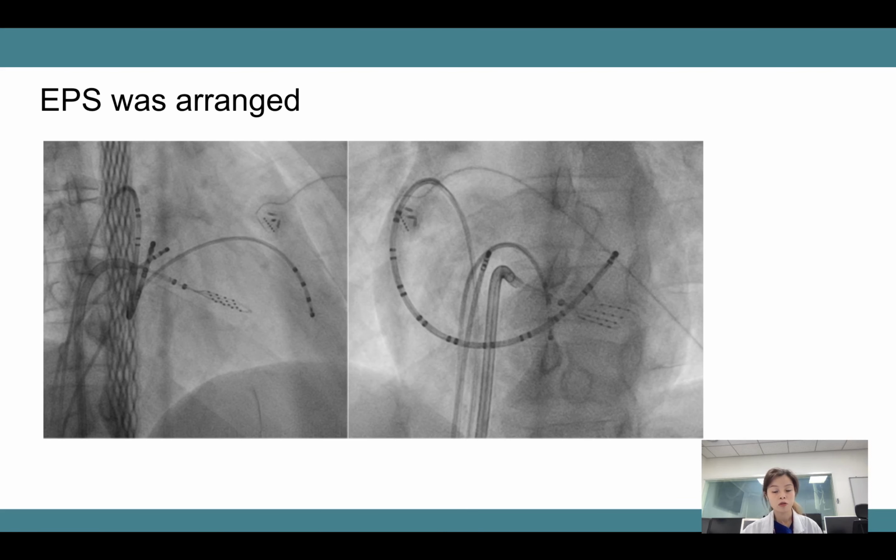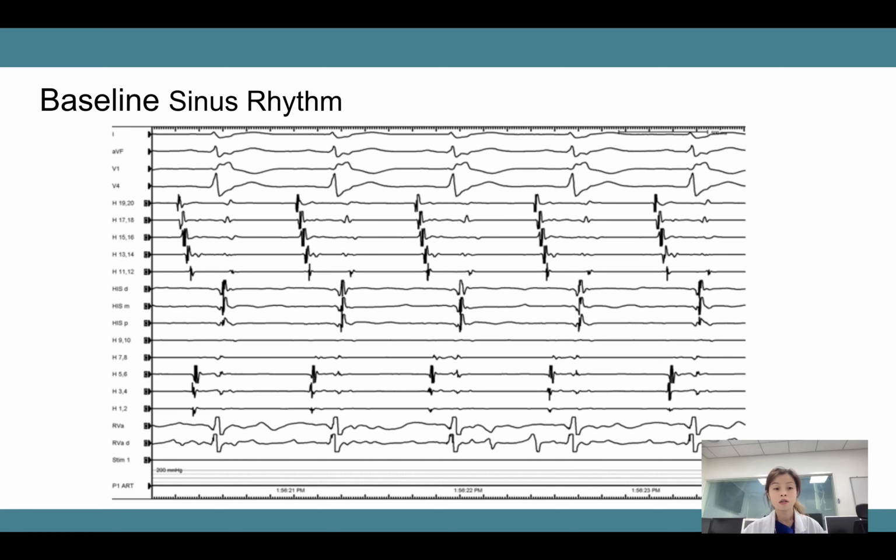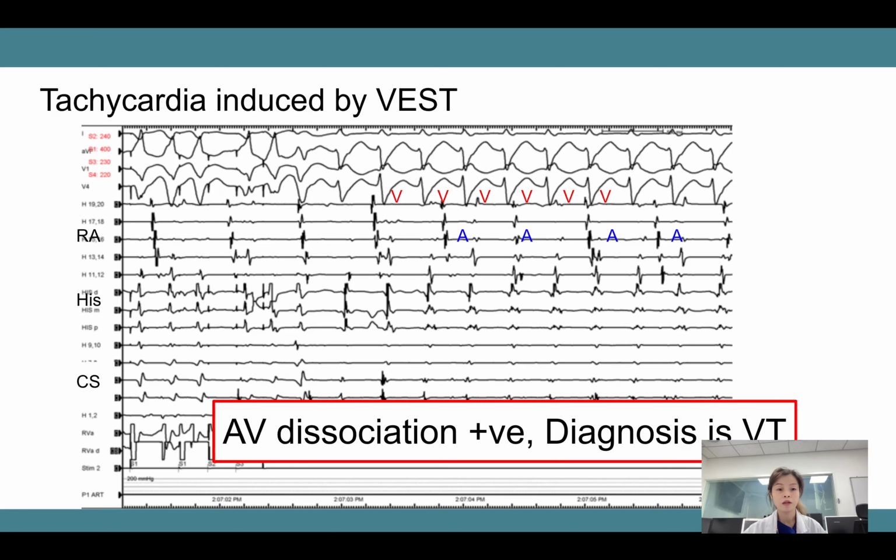So our patient was subsequently arranged for the EP study and also the ablation. This is the baseline EGM of the sinus rhythm. The wide-complex tachycardia can be readily induced by ventricular extrastimulus. This EGM clearly demonstrated AV dissociation.